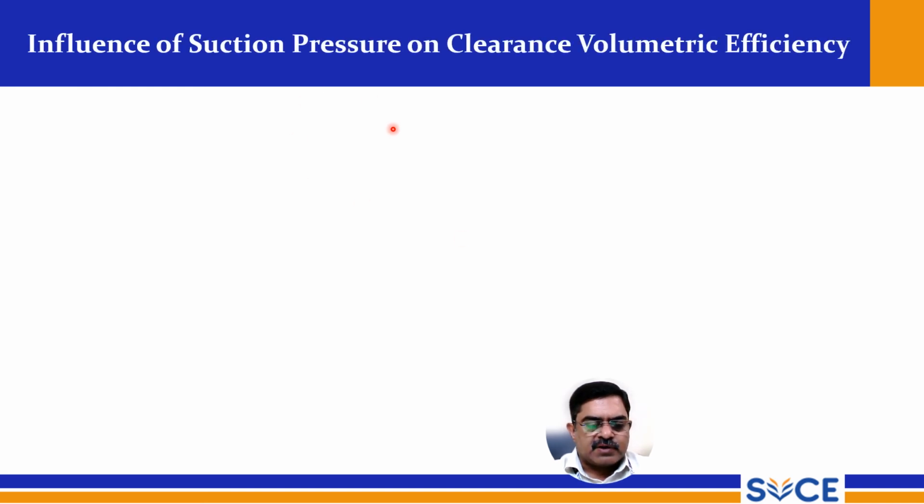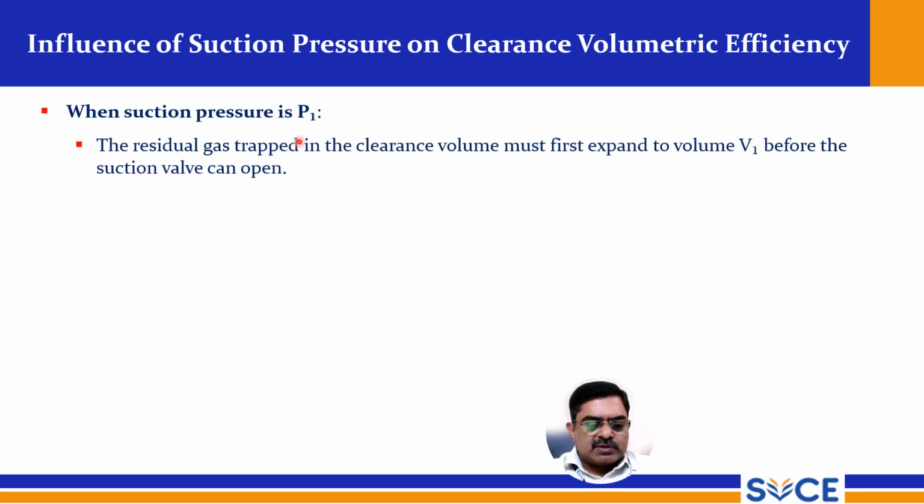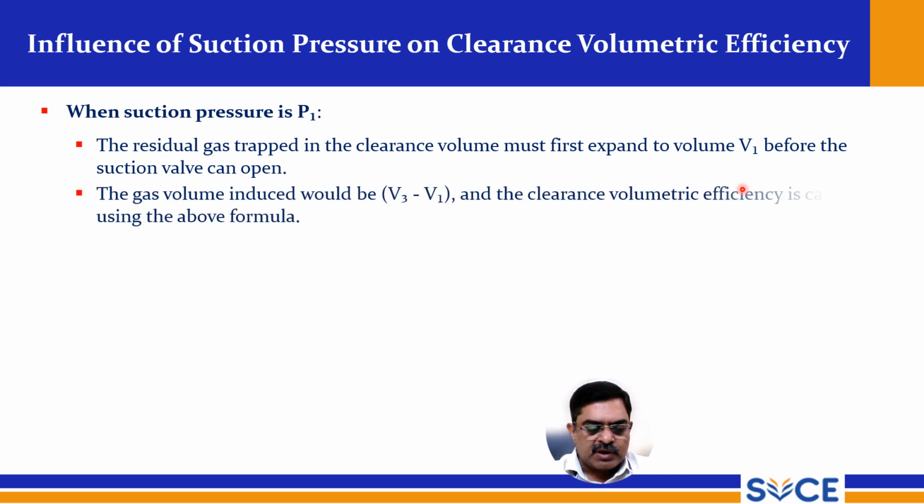Now, the influence of suction pressure on clearance volumetric efficiency. When the suction pressure is P1, the residual gas trapped in the clearance volume must first expand to volume V1 before the suction valve can open. Then the gas volume induced would be V3 minus V1, that is the maximum volume minus the minimum volume, and the clearance volumetric efficiency is calculated using the formula given in the earlier slide.